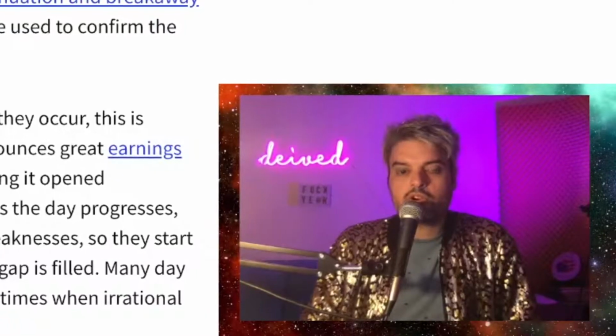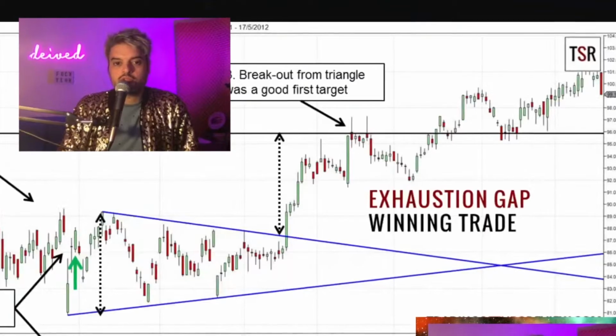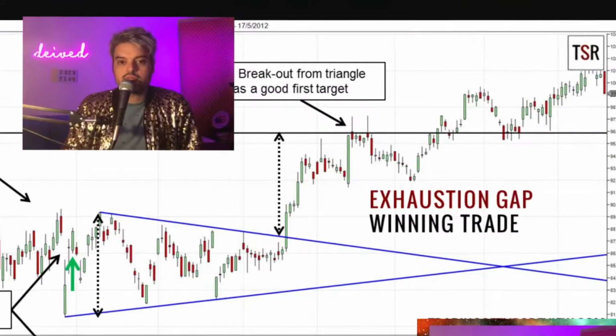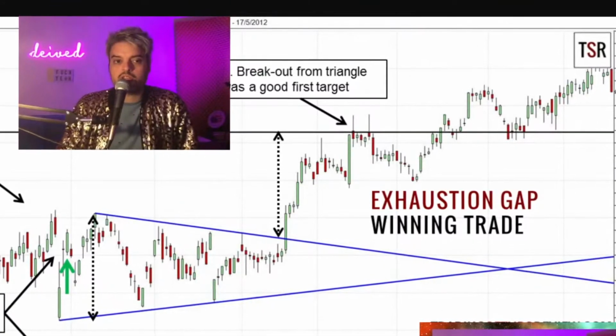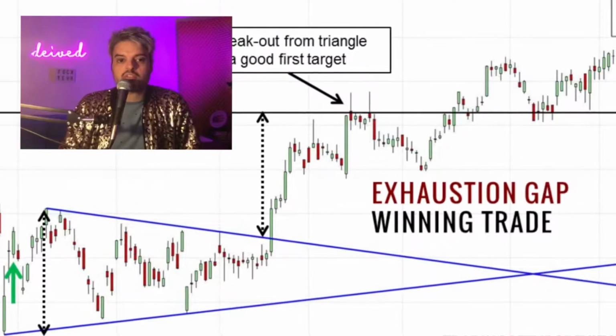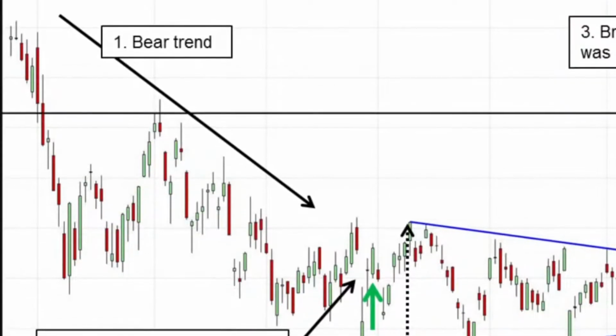And as you heard over here, exhaustion, closing, right? Boom, boom. And then over here, breakout of a triangle was a good first target. Look at that, first target. There were so many gaps left behind. Over here, you can see in the bear trend.